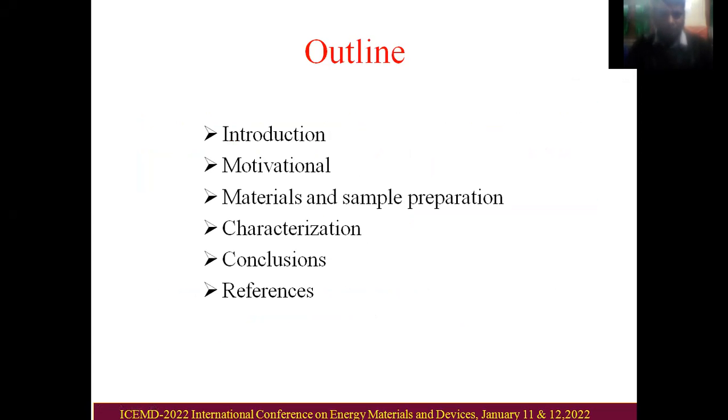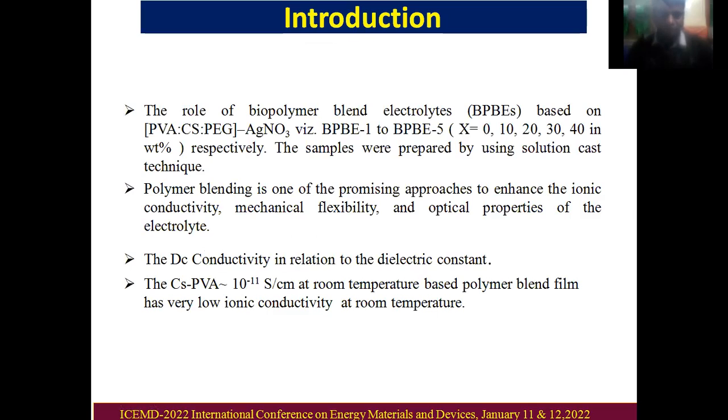Outline: introduction, motivation, material and sample preparation, characterization, conclusion, references. Introduction. The role of biopolymer blend electrolyte based on PVA, CS, PG, AgNO3 in weight percent 0, 10, 20, 30, 40 respectively. The samples were prepared using the solution cast technique method. This is a very useful method.